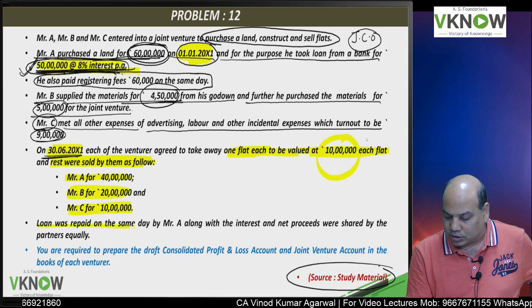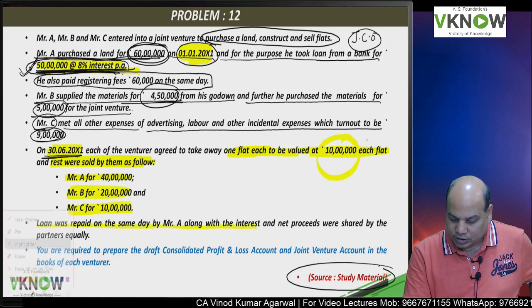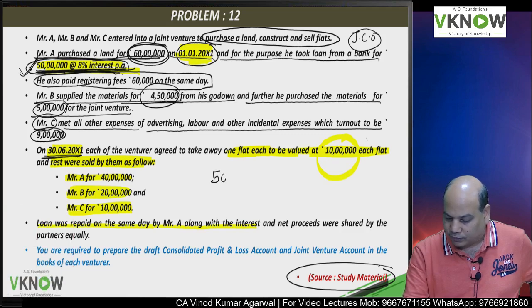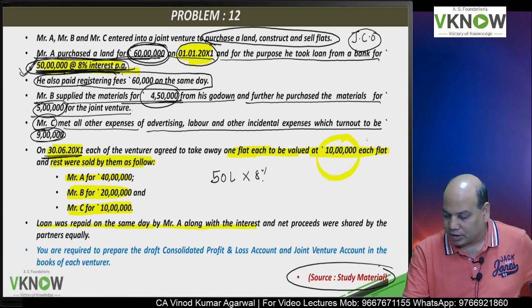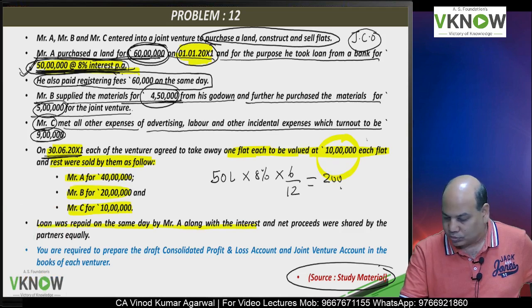Loan was repaid on the same day by Mr. A along with interest. So how much interest will they pay? On 50 lakh at 8% for 6 months, that comes to 2 lakh.